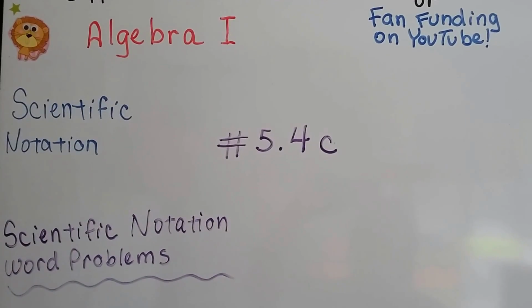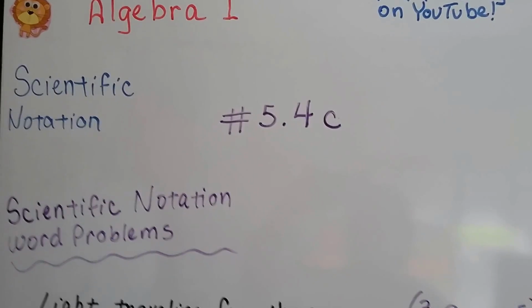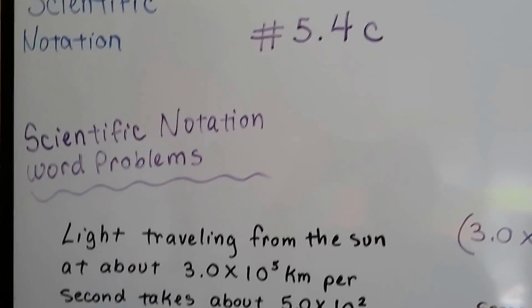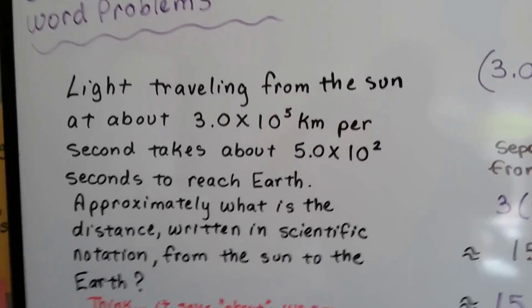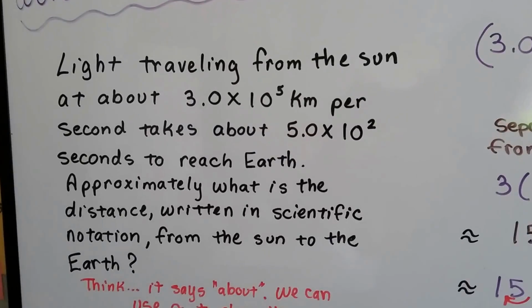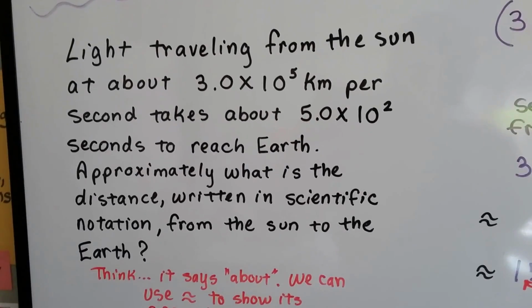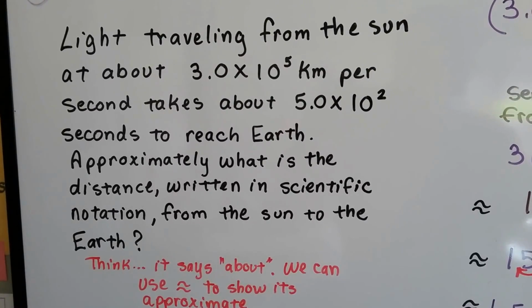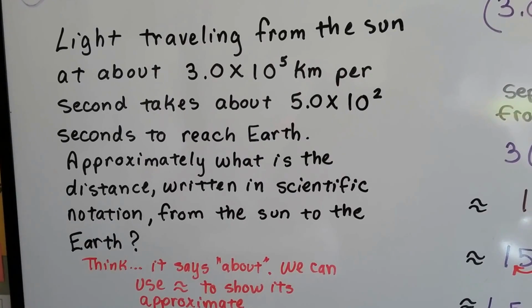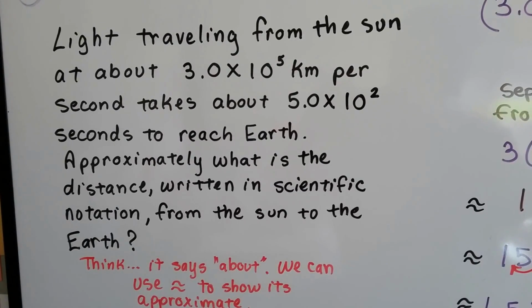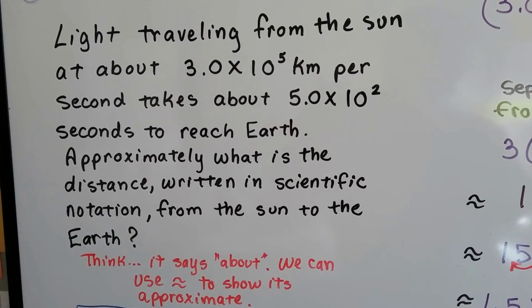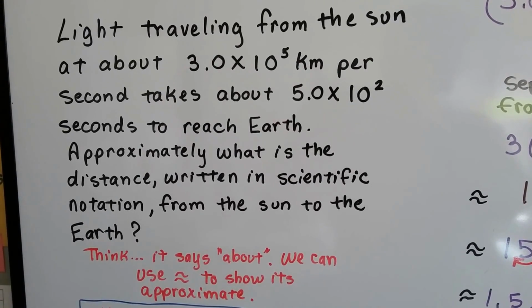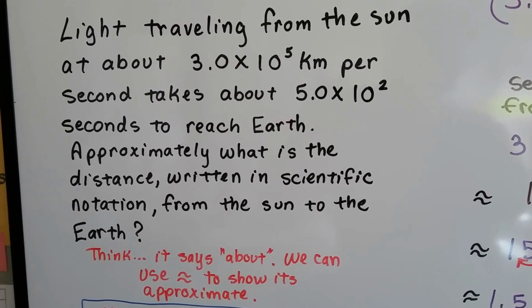Algebra 1, number 5.4c, we're talking scientific notation and word problems. So we've got a word problem here, and we're going to figure out how to solve it because it seems very confusing. Light traveling from the sun at about 3.0 times 10 to the 5th kilometers per second takes about 5.0 times 10 to the 2nd power seconds to reach Earth. Approximately, what is the distance written in scientific notation from the sun to the Earth?